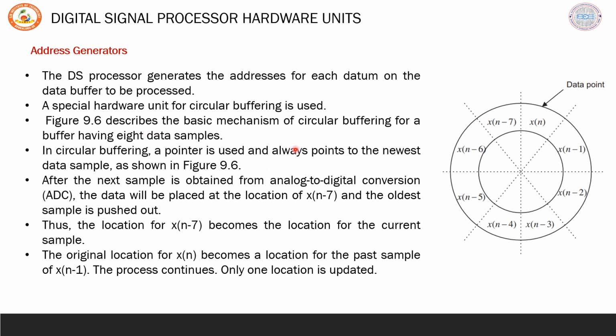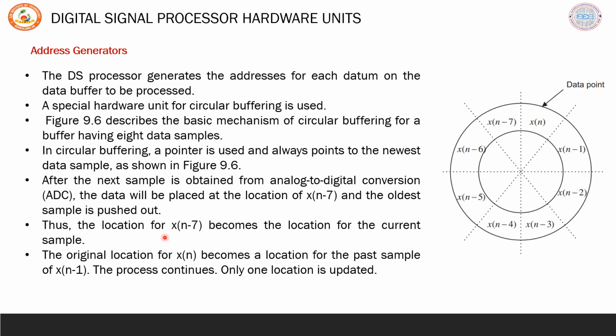The basic mechanism of circular buffer is as shown in the example. The example considers that we have 8 data samples. Now in a circular buffer, we use a pointer. The job of the pointer is to point to the newest data sample. So in this figure, we call x of n the newest data sample. Now after x of n, the next sample will be saved in the location called x of n minus 7, because this happens to be the oldest sample and this value needs to be pushed out.